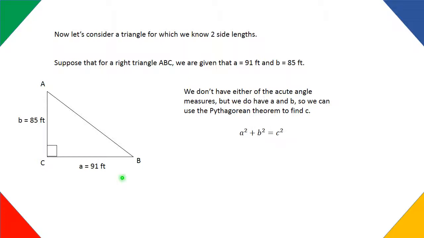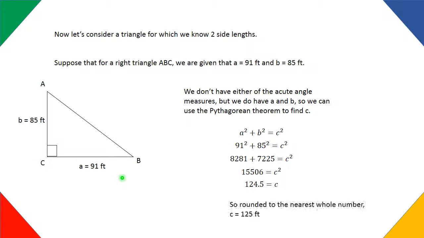So we set it up. 91 squared plus 85 squared is equal to C squared. Evaluate those and add them together, and then we take the square root of both sides. I'm going to round this answer to the nearest whole number, which would be 125 feet.